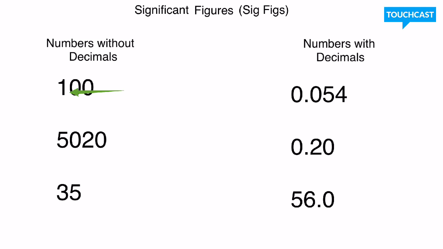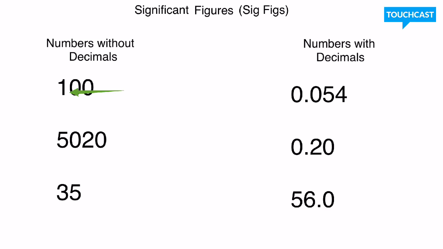So since the two zeros were crossed out on the right, that means this number 100 has only one significant figure, the 1. This number has not been turned into 1, it's still the number 100, but those two zeros are not sig figs, but the 1 is a sig fig, which is why it has only one sig fig.